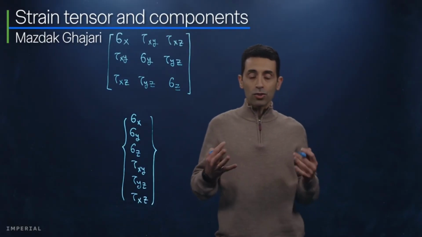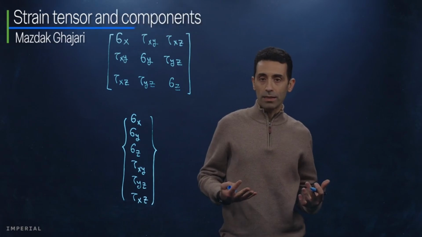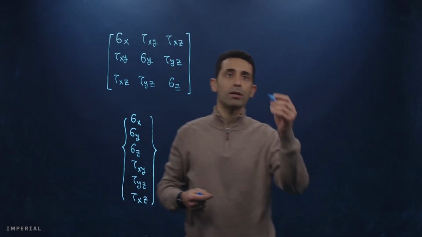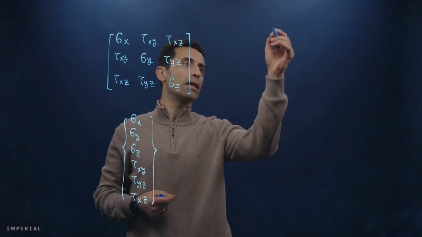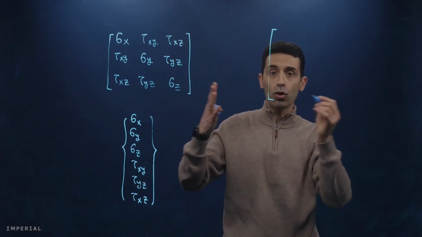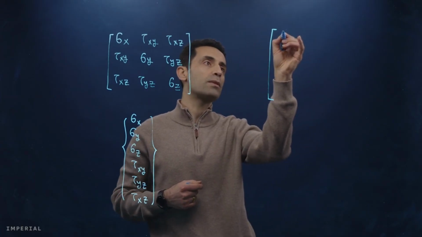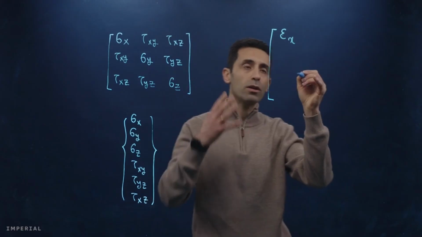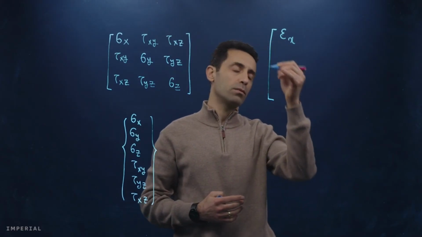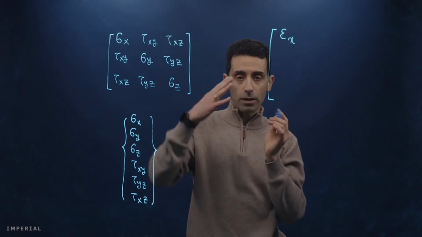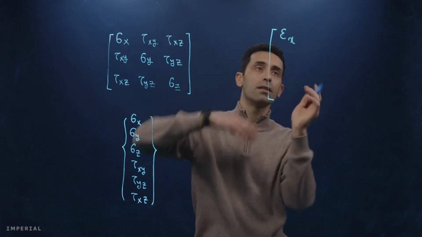As I mentioned, strain is also a second order tensor, which we can write with a similar format. So in a matrix format, strain can be written like this. You can have normal strain, which we often show with epsilon, so we can have epsilon x. This is the normal strain on the diagonal region. And then we also have the shear strains.